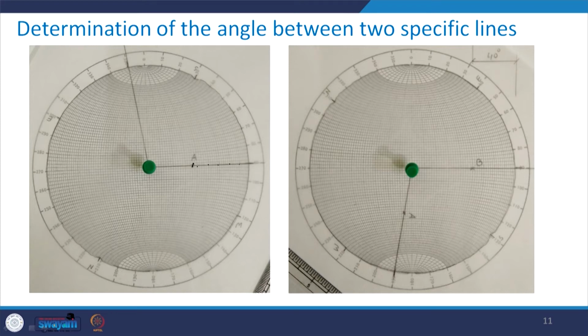So, I will mark here this as A. Similarly, for this point B again, I have two lines, one was for 140 degree and another one was 240 degree. So, this is what we did with 240 degree. Now, coming to the next one, that is 140 degree. Again, the same thing that we are going to do.